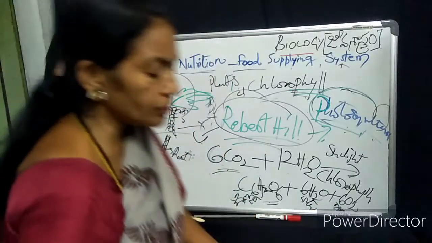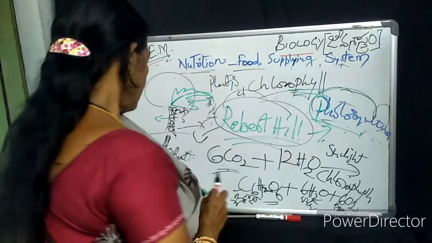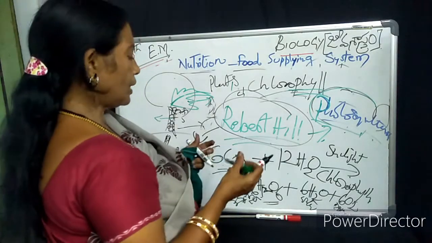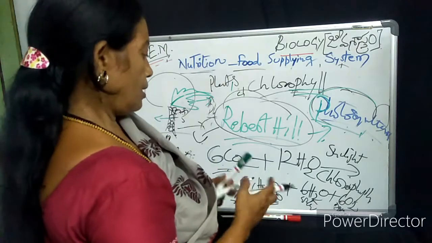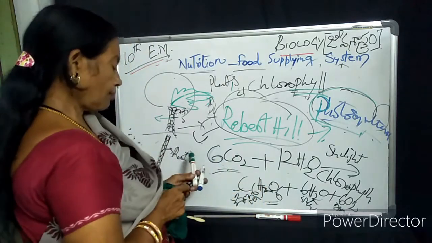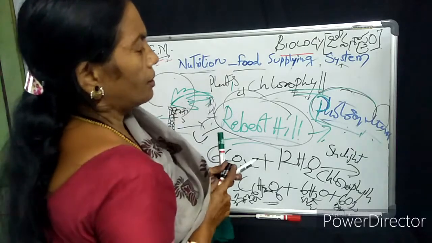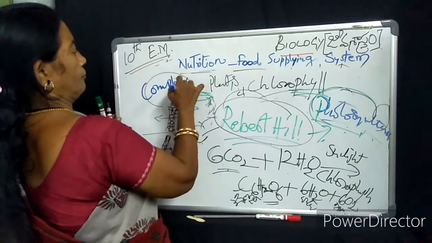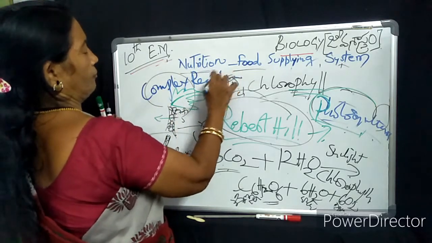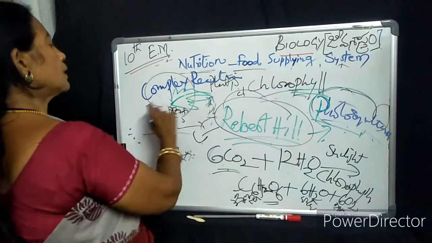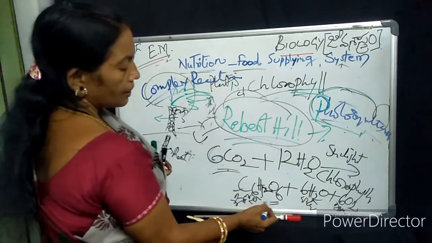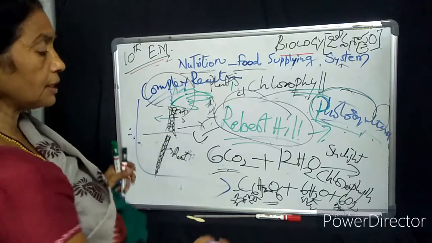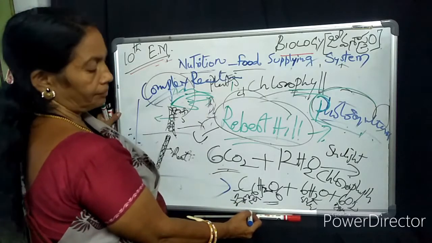So photosynthesis is a complex synthesis. Photosynthesis is a reaction which is a very complex reaction. So why do we use this complex C6H12O6? Because this C6H12O6 is a complex material.